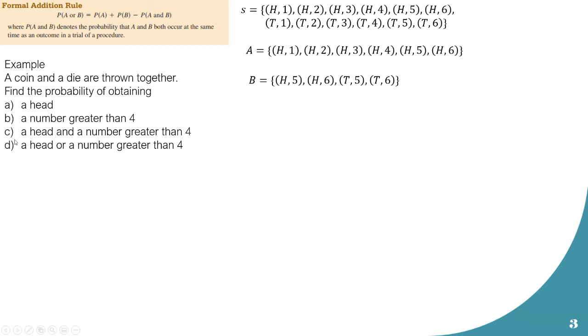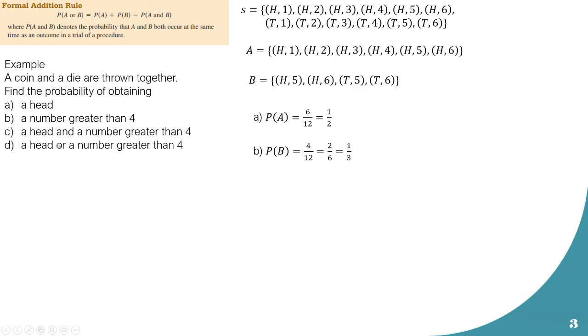So what's the probability of getting a head and a number greater than 4? Well, first let's find the probability of getting a head, which is what? The cardinality of this set, which is 6, out of the cardinality of the sample space, which is 12. That gives us a half. Probability of B is the cardinality of this set, which is 4, divided by the cardinality of this set, which is 12. That's 2 out of 6, 1 out of 3.